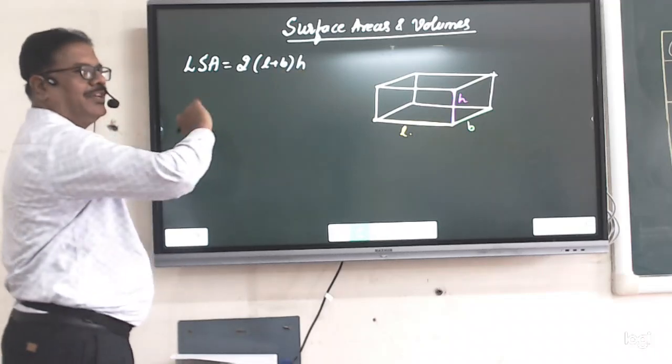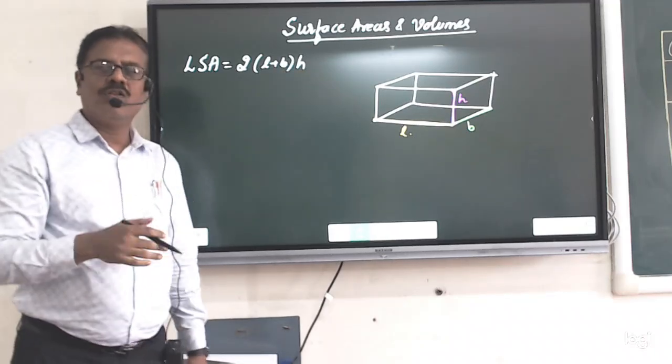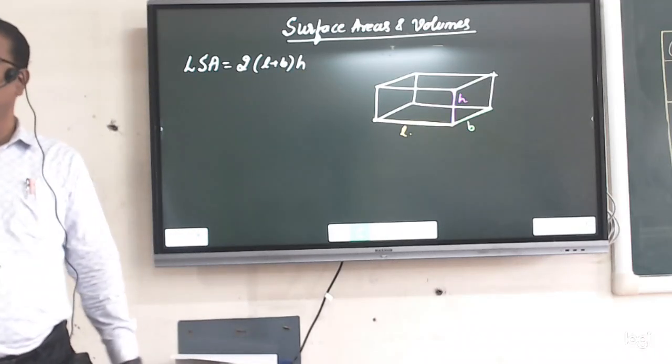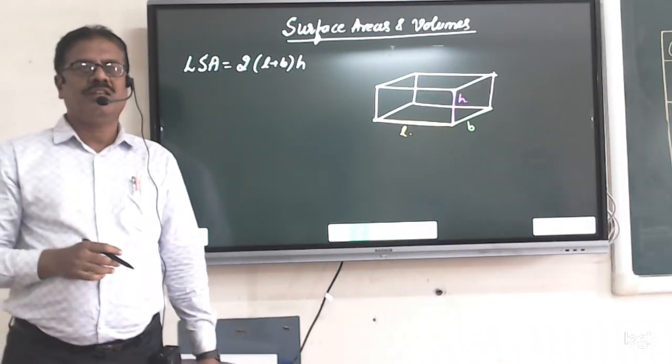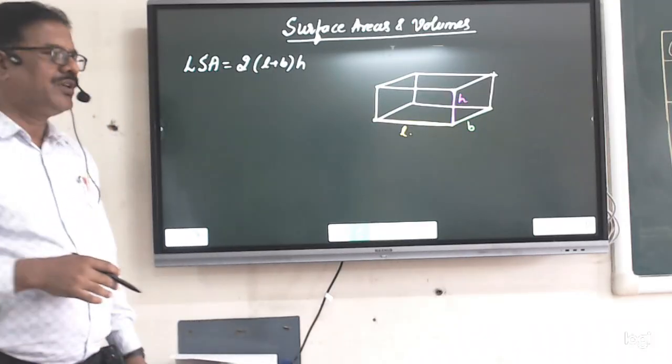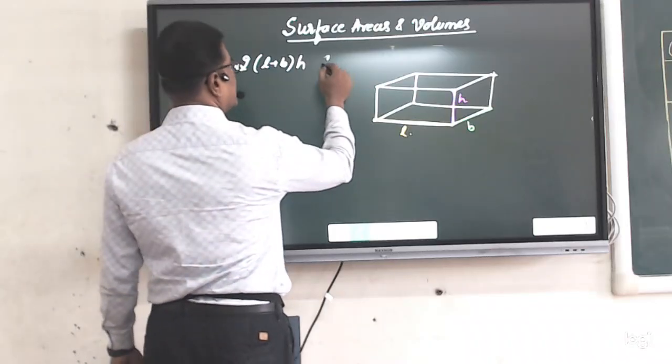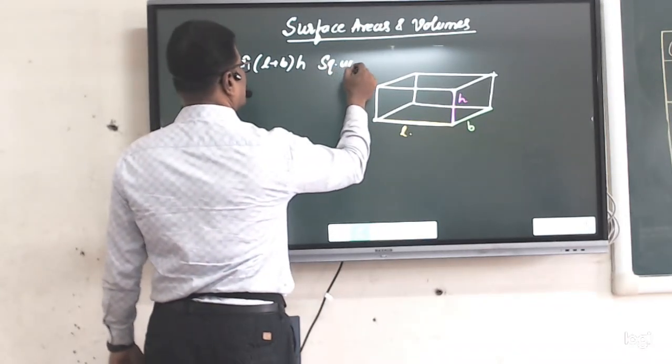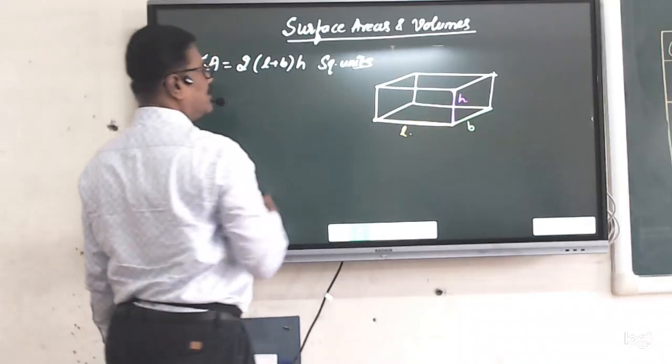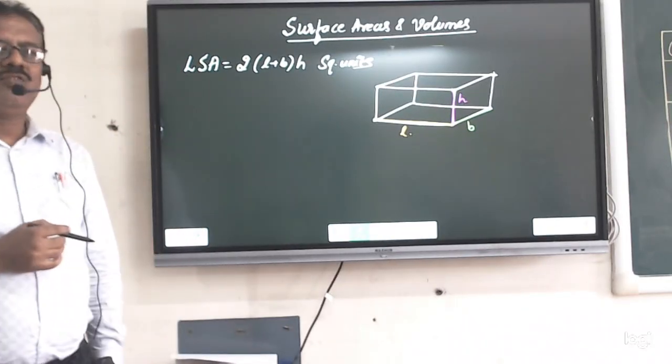So you can write H either in the beginning or at the end, it doesn't matter. Why? Because of the commutative property of multiplication, a into b is the same as b into a. So area is always expressed in square units. So this is the formula used to find the lateral surface area of a cuboid.